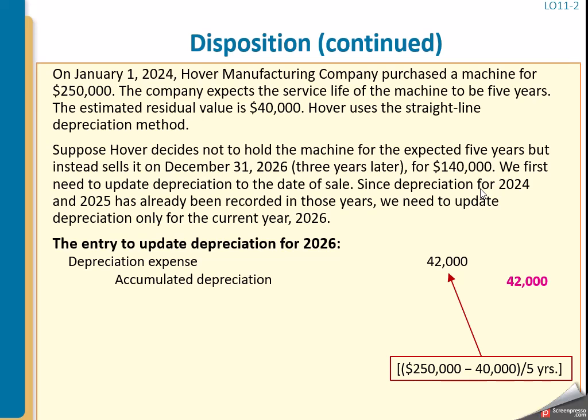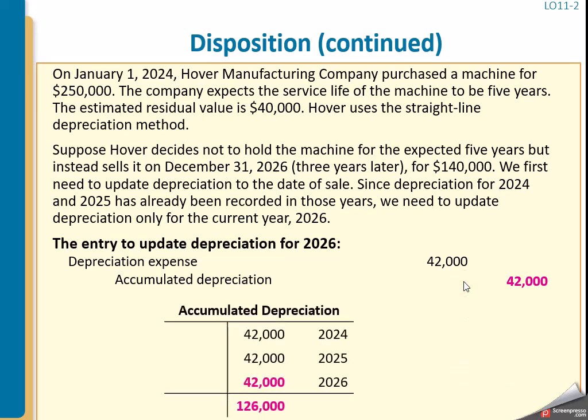So here we have an example. They had a machine that they bought in 2024. They expected it to go for 5 years, but it really did not. They ended up selling it 3 years later. So they sell it for $140,000. So we need to get it depreciated up to the date of the sale. So if we have the $250,000 that we paid less the $40,000 salvage value divided by the 5 years, that will be our annual depreciation. So we'll record that up to the date of the sale.